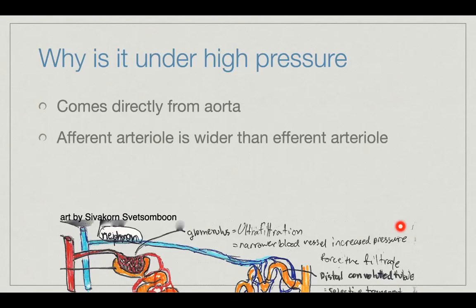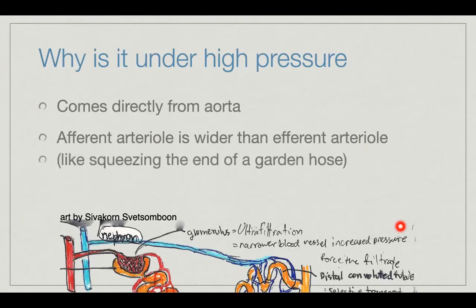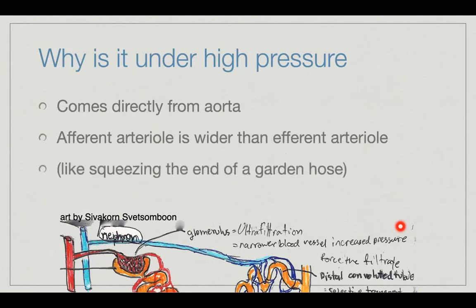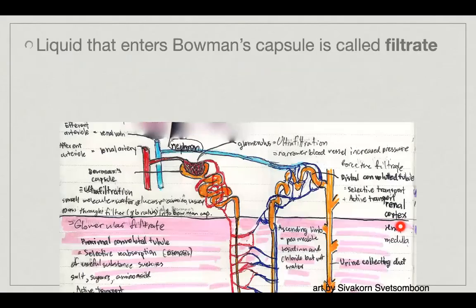Now, the afferent arteriole is wider than the efferent arteriole, which basically means it's like squeezing the end of a garden hose. If you ever have a garden hose, you turn the water on and you've got a constant pressure, but if you squeeze the end and you make the diameter of the end of the hose smaller, then the water comes out at a higher pressure. And so that's exactly what happens here. Now, the liquid that enters the Bowman's capsule is now called filtrate. It is not urine yet because there are things in the filtrate that we want to reabsorb.